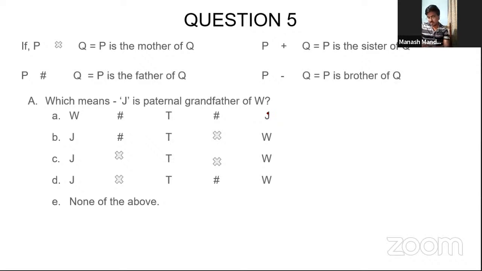Let me check once. Okay, so here it is becoming the reverse. Here basically W is becoming the paternal grandfather of J, so basically reverse to what we saw in the question. Let us see J. See, mother is becoming the mother, right? We need grandfather. So the answer is none of the above. There's no problem with the question. The answer is none of the above.